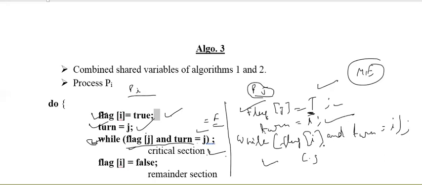Now flag I is definitely true because the process is running in the critical section, and turn I, this process has converted that turn value which was previously J to I, hence this becomes true. So both are true. True and true will be true. So PJ process will wait for its chance. So mutual exclusion is perfectly working.